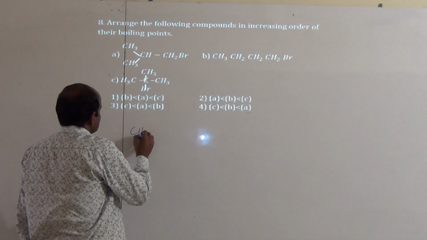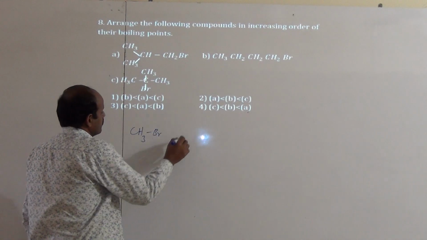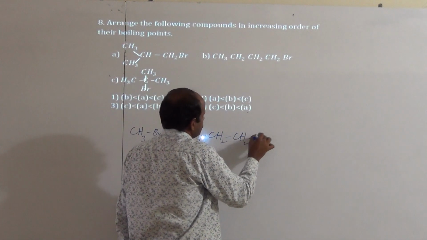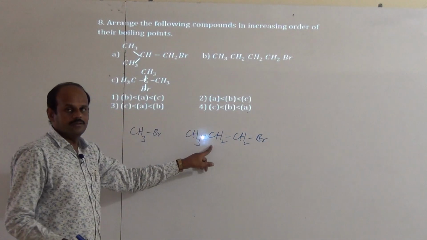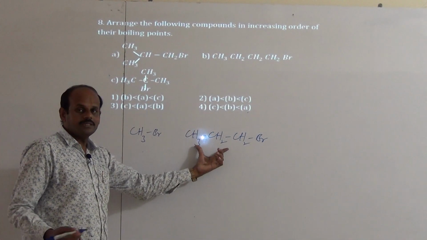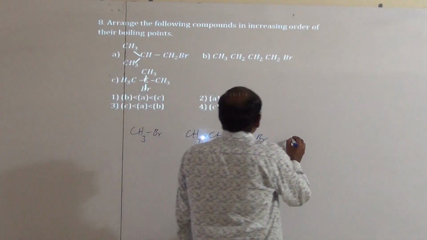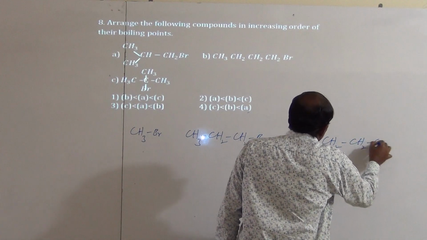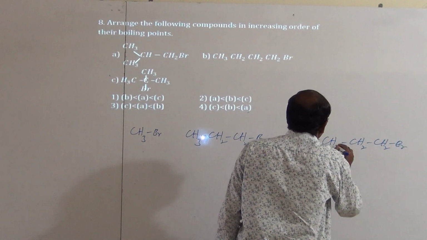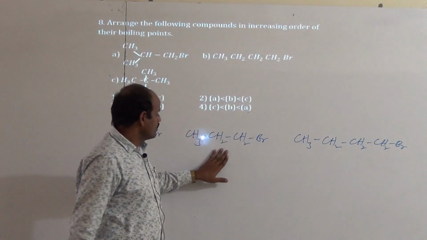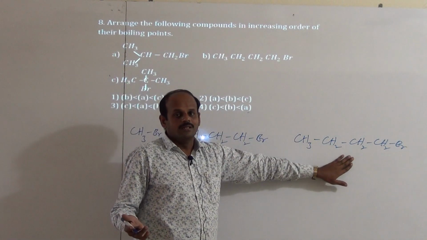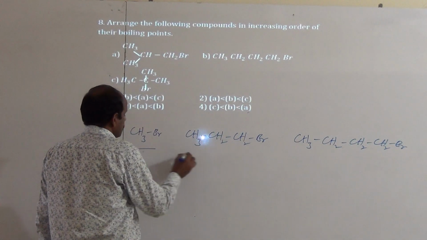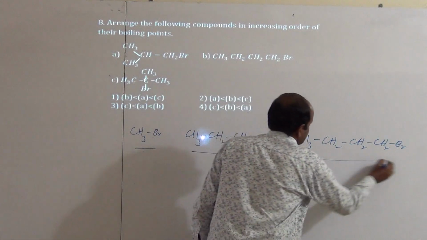Means if you take methyl bromide and another one, propyl bromide, the carbon chain increased. Here there is only one carbon, but here how many are there? 3 are there, so it increased. Then take another one, CH3, CH2, CH2, CH2, Br. Here there are 3 carbons only, but here 4 carbons. Thus the length increases.